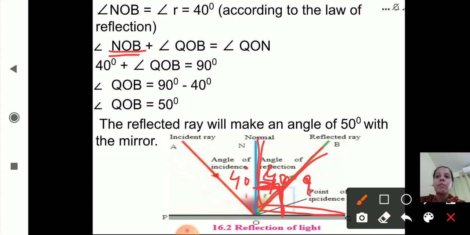So here it is 40 degree plus QOB, that these we have to find out, is equal to 90 degree. Therefore angle QOB is equal to this plus 40, it will go on right hand side, it becomes minus 90 minus 40 degree. So 90 minus 40 is what? 50 degree. So what is the measure of angle QOB? QOB is equal to 50 degree. 90 minus 40 is 50 degree. Now the reflected ray will make an angle of 50 degree with the mirror. This is the final statement.